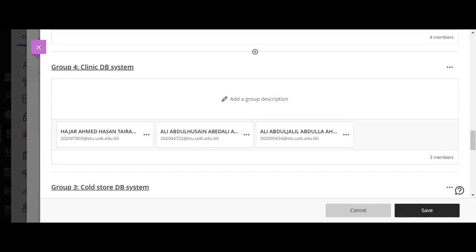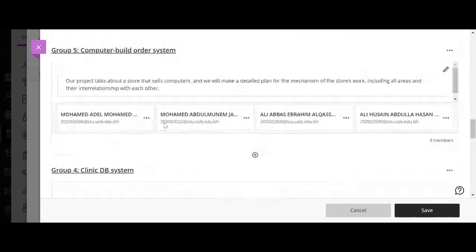Okay, just let him know in the group, please, guys. Let anyone of group number 4 members, Hajar or Ali Abdul Hussein or Ali Abdul Jalil, know that they should contact me on Teams, okay? Please, group number 4. Okay, let's read the other one.